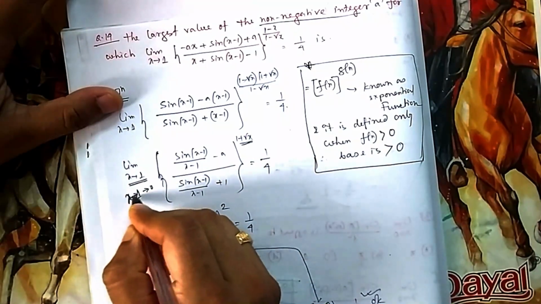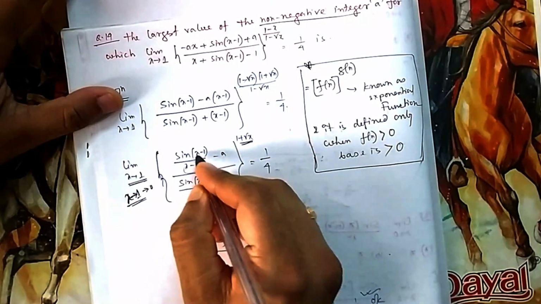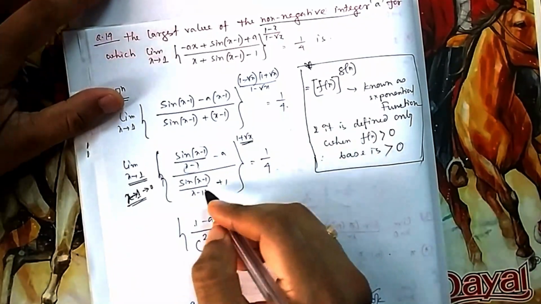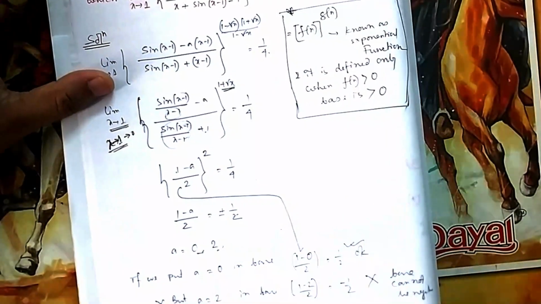You can write it in this way. If x goes to 1, then your x minus 1 goes to 0. So this is 0, this is 0. So obviously this will be 1. So this is 1, and this is 1 plus 1, 2. So it is this one. So if you solve it, you will get a equal to 0 or 2.